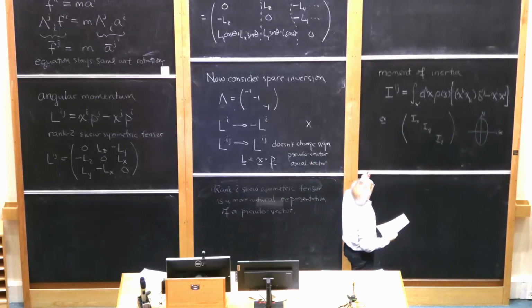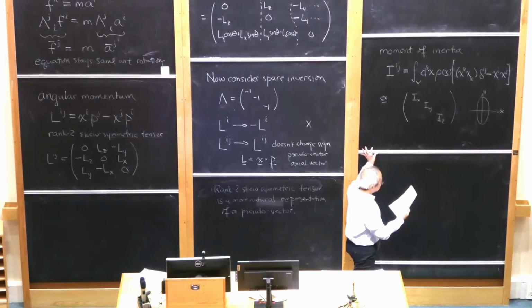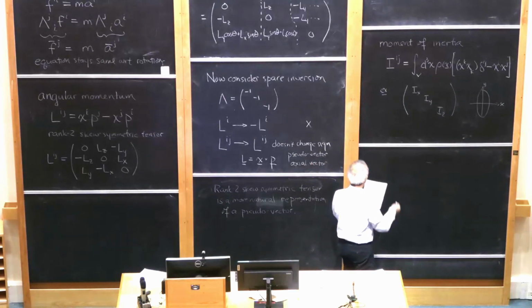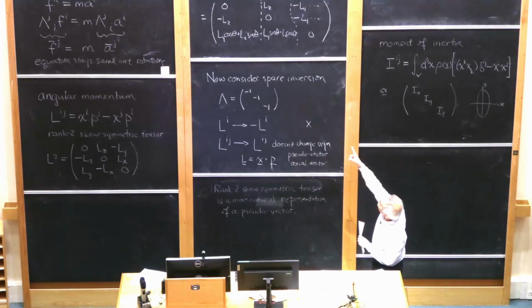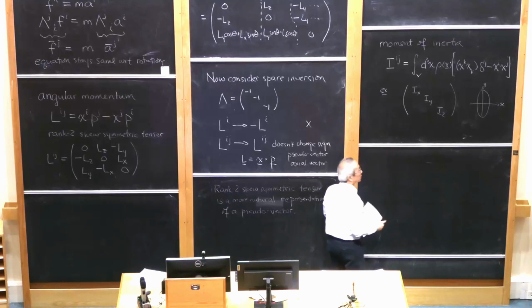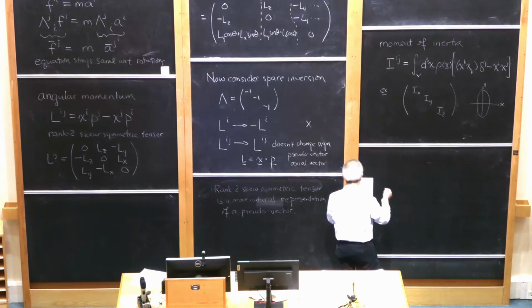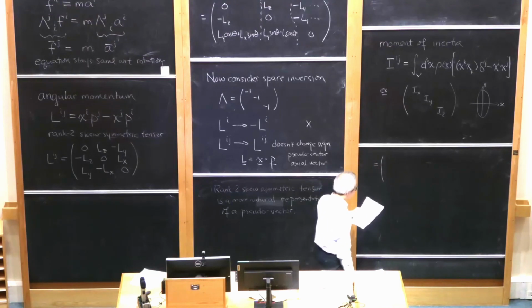Now, you can ask, how does this rotate? You basically do the same rotation, the same transformation that you did before, right? Because this is a rank 2 tensor, whether it's symmetric or antisymmetric, skew-symmetric. And what you'll get there, again, is only, shall we say, slightly tedious.